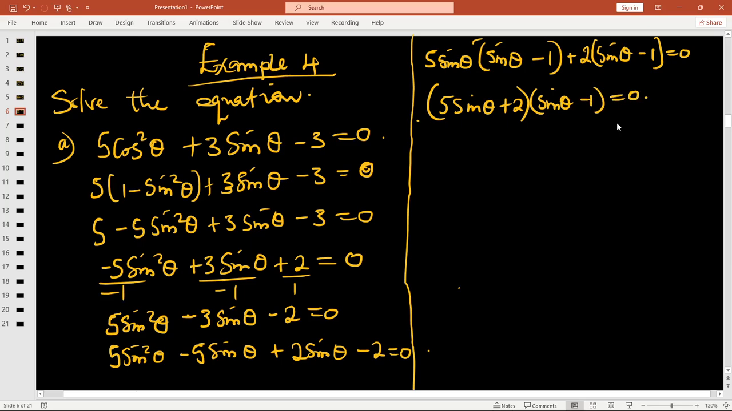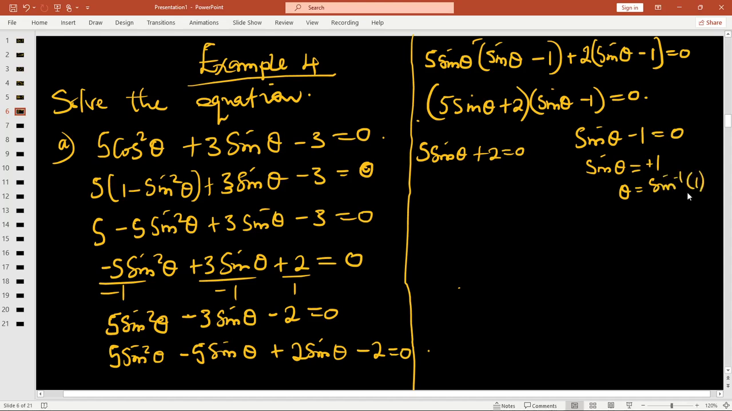Okay, so now we equate this and this to 0. We're going to have 5 sine theta plus 2 equal to 0. We also have sine theta minus 1 equal to 0. So I can just simply solve this first. So I have sine theta is equal to positive 1. So theta is equal to sine inverse of 1. Sine inverse of 1, we're just going to get 90 degrees. So theta is simply going to be equal to 90 degrees.